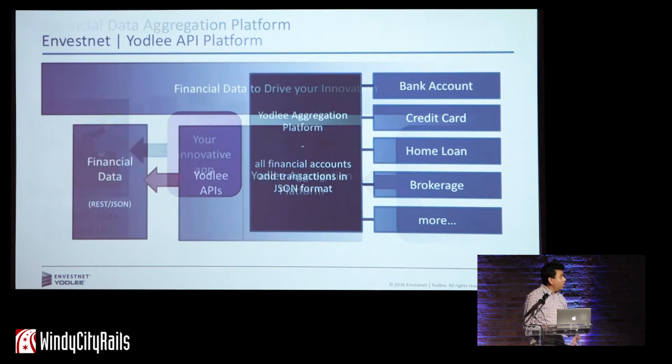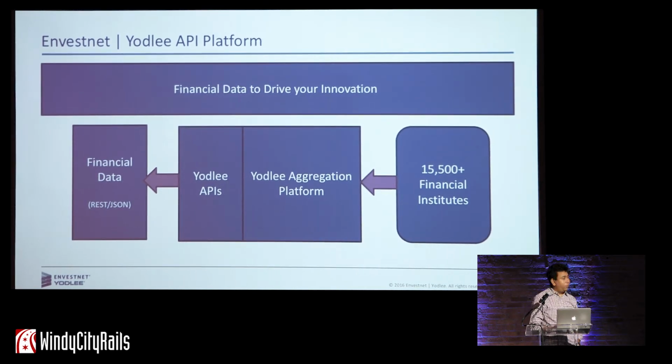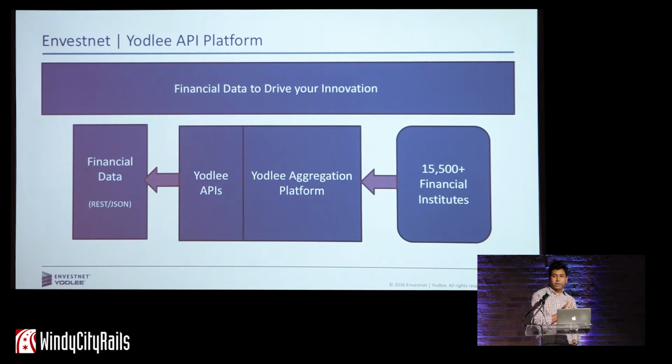And I'm going to talk about what exactly we do. So what we do is basically aggregate financial data from more than 15,000 financial institutes. You can name the bank and we can get data from them. You can name a financial institute and we can get data from them. We have a full-fledged aggregation platform, and that platform is available to developers through our APIs called Yodlee APIs. And you can access the financial data with a very simple to use REST and JSON format. So that's what Yodlee basically has. It's a full-fledged data aggregation platform.